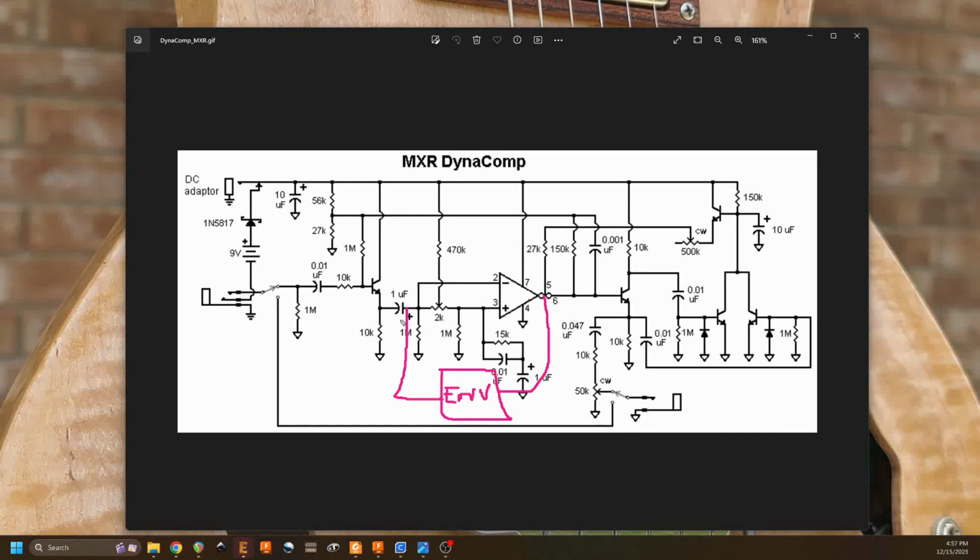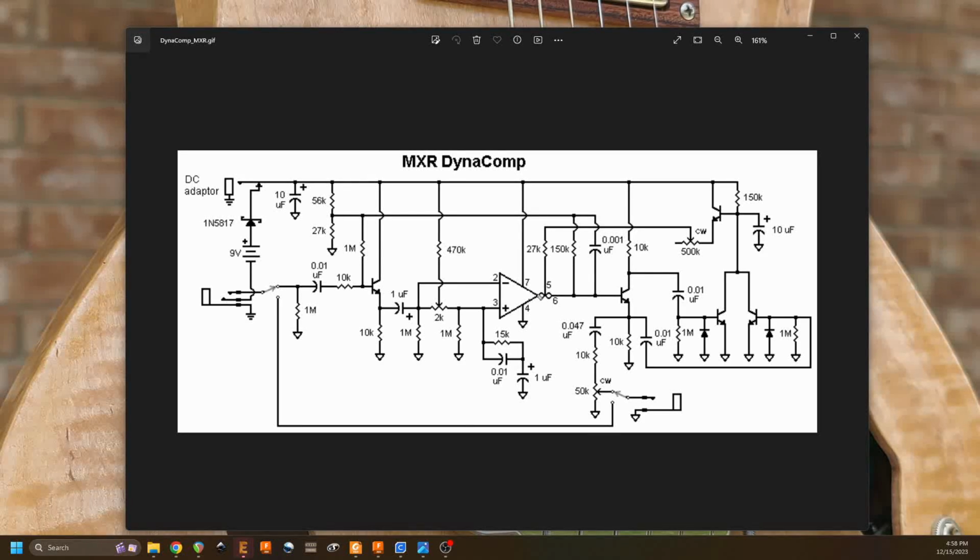Okay, so this is what a feed-forward envelope follower looks like as opposed to the feedback envelope follower that is here. And one is not any more correct than the other. They're just different. And so it really depends on the effect that you want. So let's take a look at how this envelope follower is working.